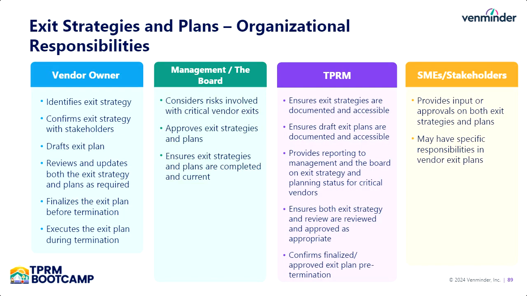All right, let's talk about roles and responsibilities. So let's start with the vendor owner. They are absolutely identifying that exit strategy and confirming it with stakeholders. They need to draft that exit plan and review and update both the plan and the strategy as required. As a best practice, that's at least once a year for critical and high-risk vendors. They also need to finalize that exit plan before termination, and they're responsible for executing the plan during termination.